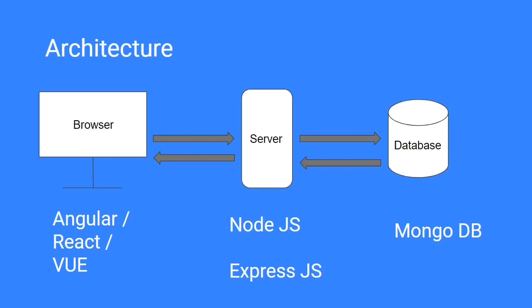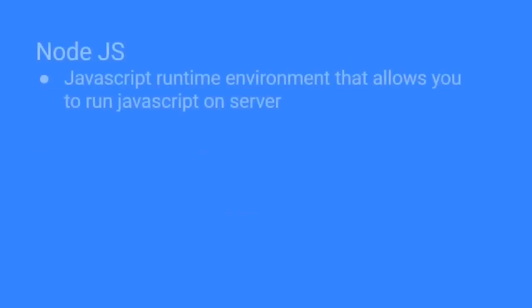Now, let's see what is Node.js and what is Express.js. Node.js is nothing but a JavaScript runtime environment that allows you to run JavaScript on the server, right? Previously, whenever you wanted to use JavaScript, you would use it in a browser for DOM manipulation and all, right? With Node.js, you can write logic that runs on the server. It can interact with the file system and all.